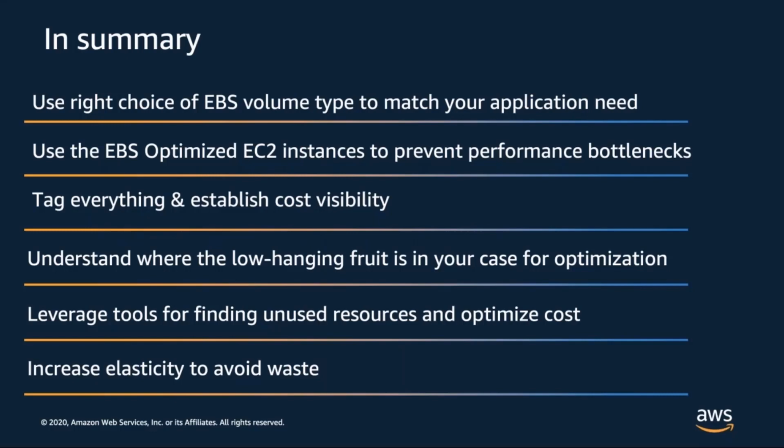This could be identifying unused volumes or unattached volumes. You can run those reports through Trusted Advisor or through the EBS console or through CLI commands or APIs. Then take a snapshot of those unattached volumes and you can delete those volumes. Investigate why the volumes are unattached in the first place. Leverage tools for finding these resources and optimize cost. Some of the tools we already demonstrated. Trusted Advisor is another tool that will help you understand these unused resources.